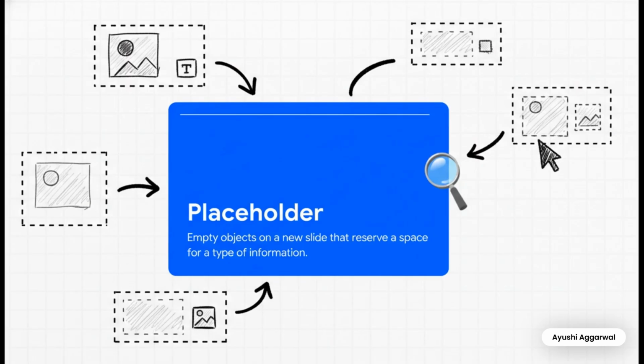You know when you add a new slide and you see those dotted boxes that say things like click to add title? Yep, those are placeholders. Their only job is to reserve a space for your stuff, like text, an image, or a chart.